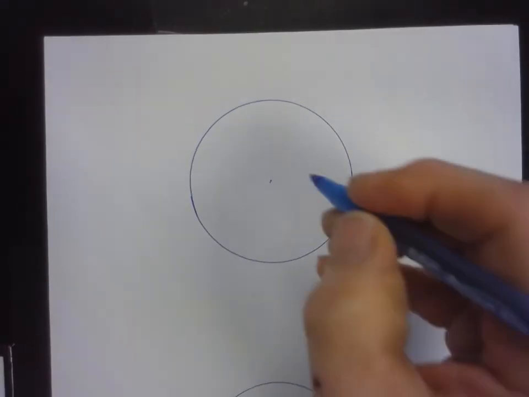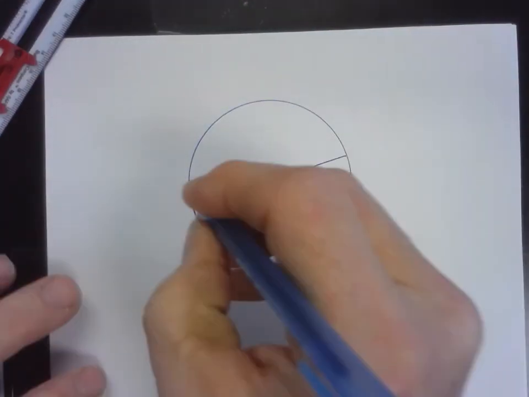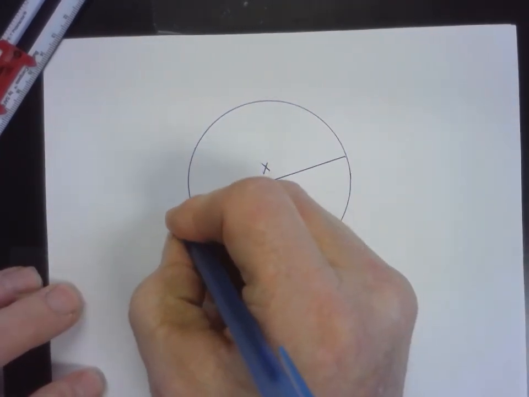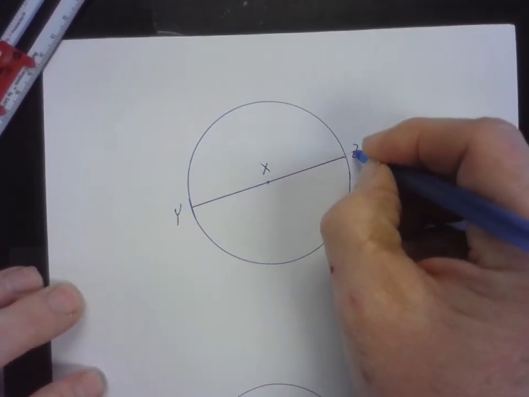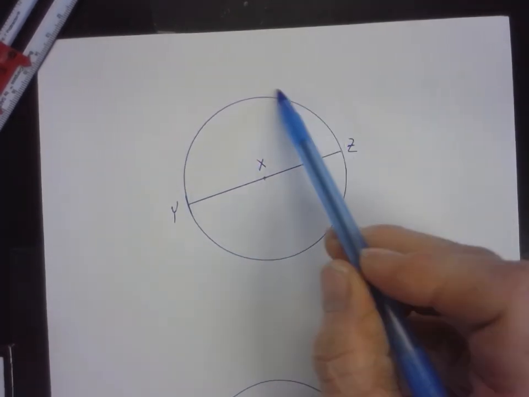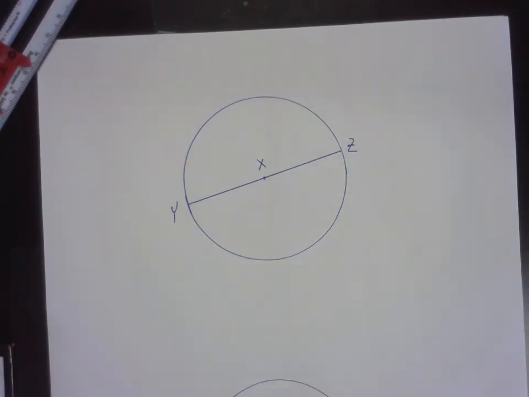Okay, let's draw a diameter in here. We'll call this circle X, and I'll call this Y and Z. Can you all see arc YZ? What was that, Logan? Which one? Which one are you talking about? Are you talking about this arc, or are we talking about this arc down here? That would be, you don't really have a minor or a major arc here, do you?